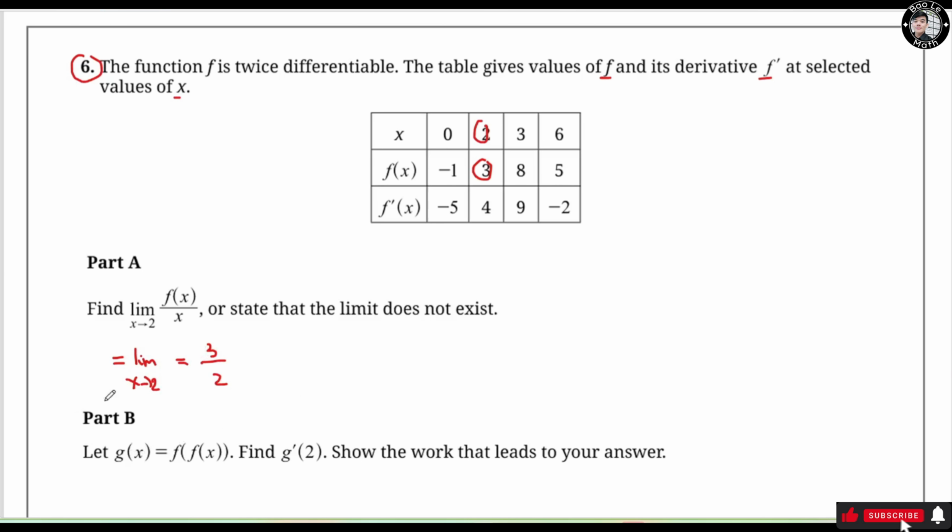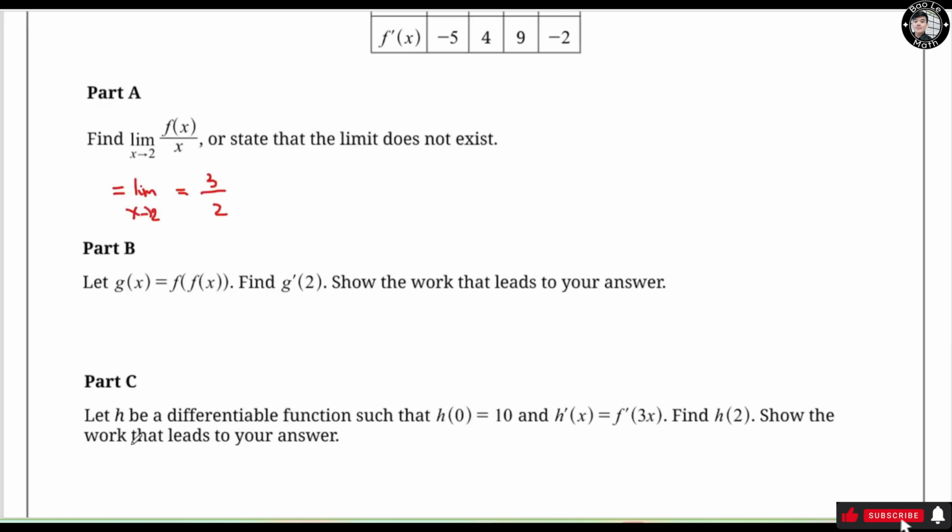Now question B. Let g of s equal f of L(s), find g prime of 2. Alright, so we need to take the derivative, g prime of s. It's going to be f prime of s times f prime of f of s, right? So g prime of 2 is f prime of 2 times f prime of f of 2, right?